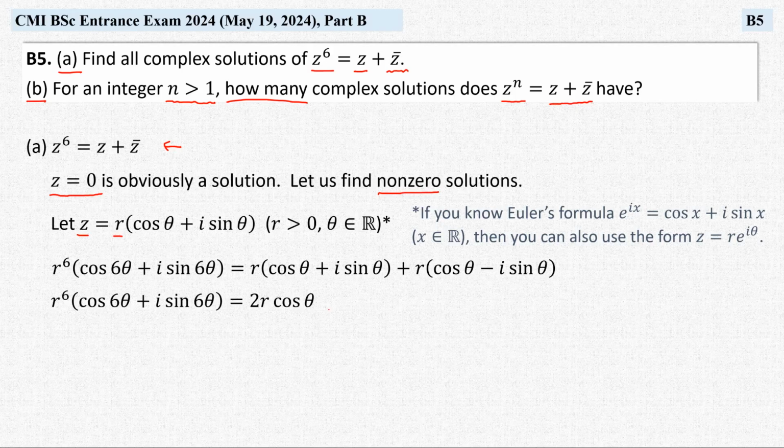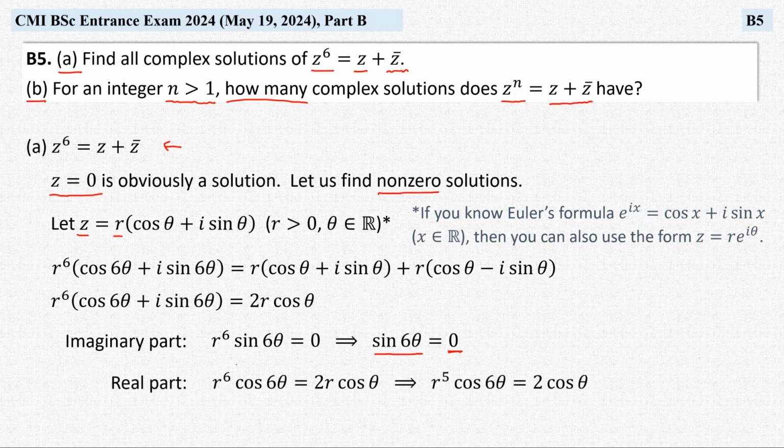So we have the equation r to the 6th power times cosine 6 theta plus i sine 6 theta equals 2r cosine theta. Therefore, if we compare imaginary parts and real parts, from the imaginary part, we have r to the 6th power sine 6 theta equals 0, and because r is non-zero, we have sine 6 theta equals 0. And from the real part, we obtain the relation r to the 5th power cosine 6 theta equals 2 cosine theta. All we have to do is to obtain possible values of r and theta from these two relations. But let us do so in a smart way.